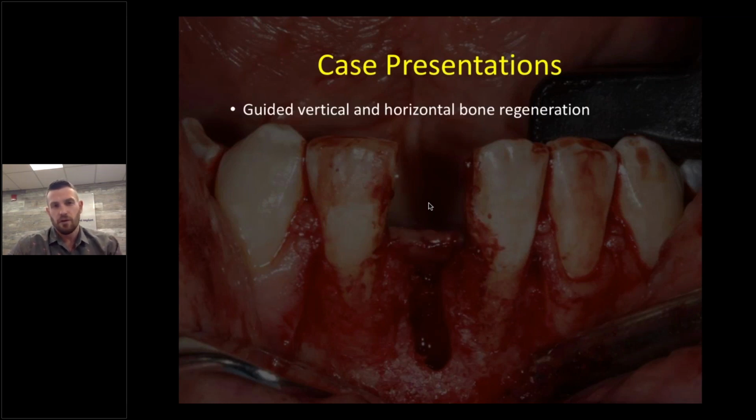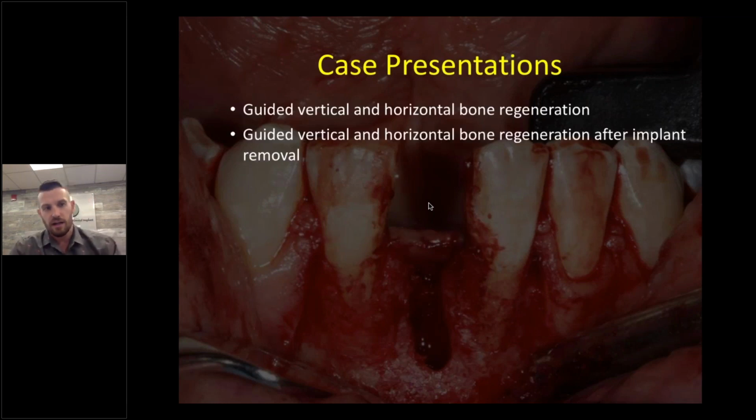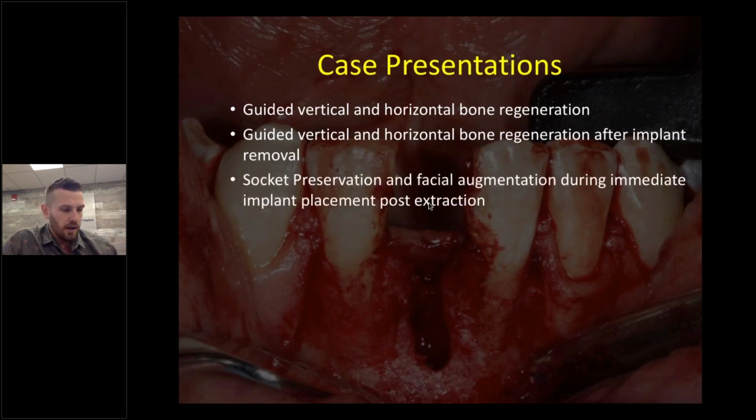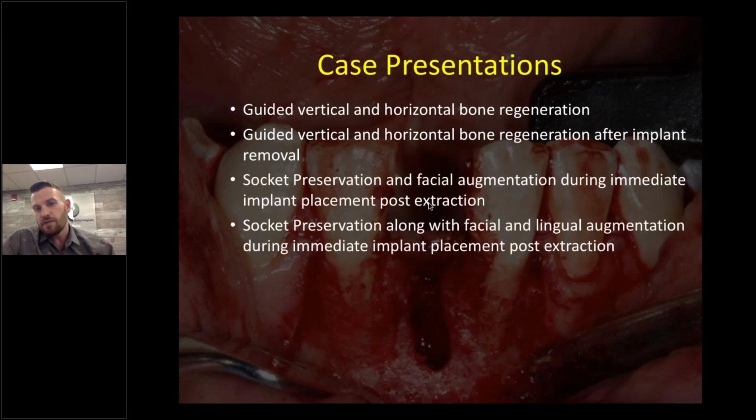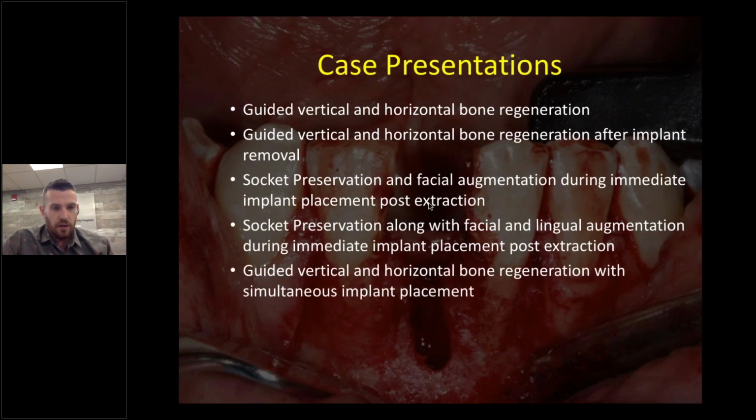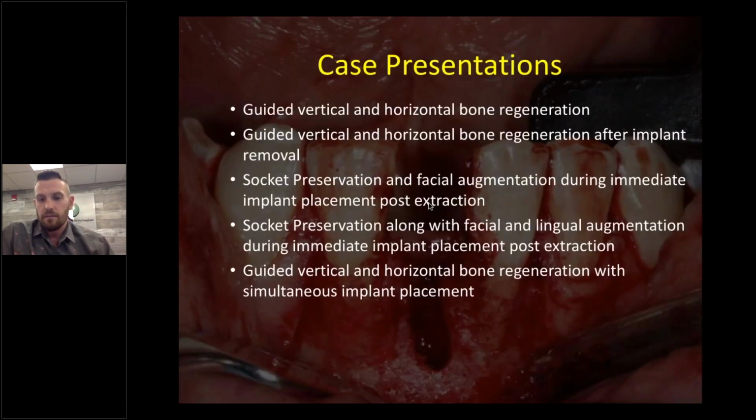So the first case will be a guided vertical and horizontal bone regeneration case. Then we'll get into doing regeneration after you've taken an implant out, because that's a little bit different of a scenario. Then socket preservations with just facial loss during immediate implant placement, or with both facial and lingual bone loss when you're placing an implant. Then guided vertical and horizontal bone regeneration while you're placing an implant after it's been taken out and you have lots of bone loss.